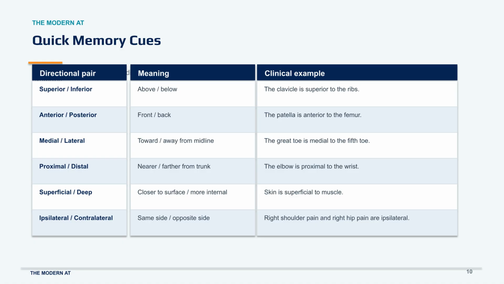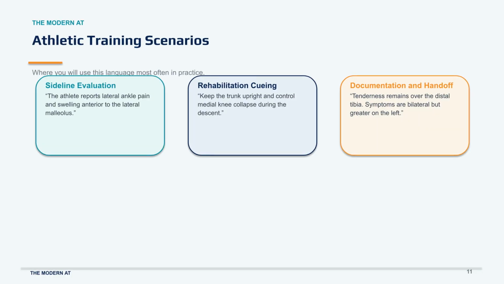Review the directional pairs: superior-inferior, anterior-posterior, medial-lateral, proximal-distal, superficial-deep, and ipsilateral-contralateral. Practice using clinical examples to solidify your understanding and communication. Use this language for sideline evaluation, rehab cueing, and documentation handoff.